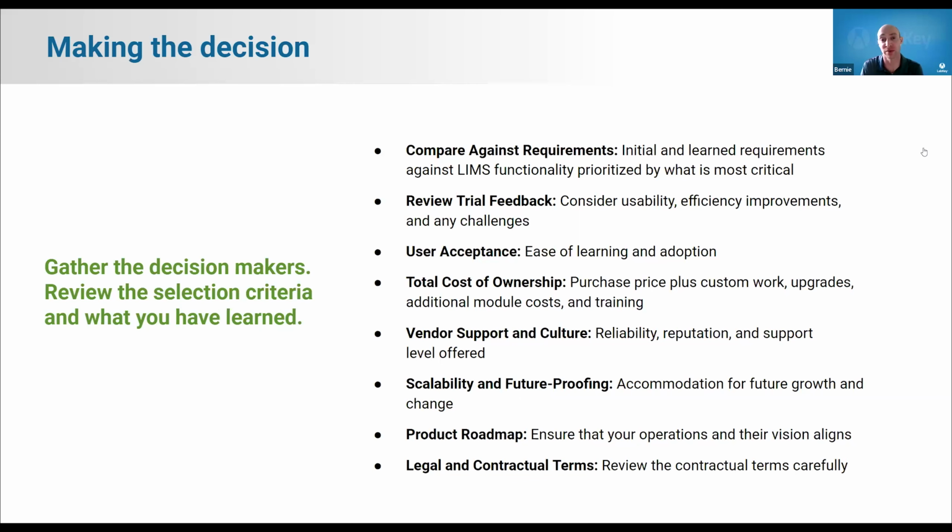Gather the people involved in the final decision. Review what you have learned, including requirements, requirement comparisons, trial feedback, user acceptance, total cost, vendor support and culture, scalability and future-proofing, alignment with product direction, and let us never forget the lawyers, the contractual terms themselves. Don't forget to understand those clearly and their implications. And then follow your planned process, including the inevitable disagreement between decision makers and how you plan to resolve that. And then tell your people, embrace the change.